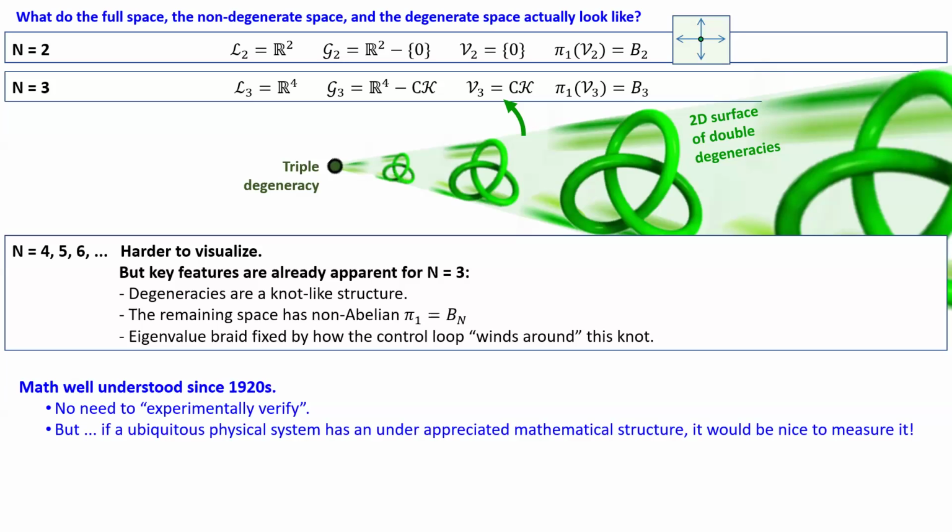So I should tell you, I did not invent this. Nick did not invent this. This math has been understood at least since the 1920s. And so as an experimentalist, there's no need for me to go out and verify it. Like, is it right or isn't it? It's just math. It's true statements.